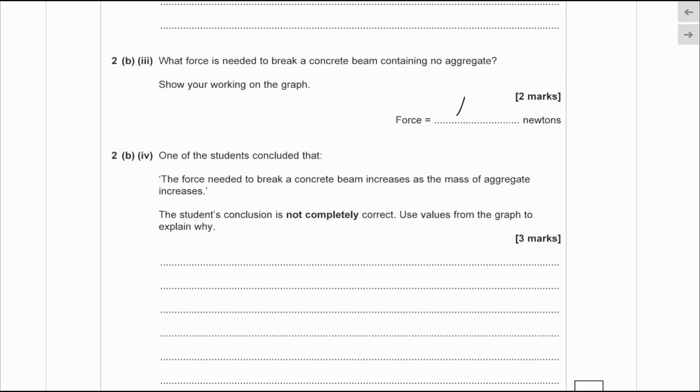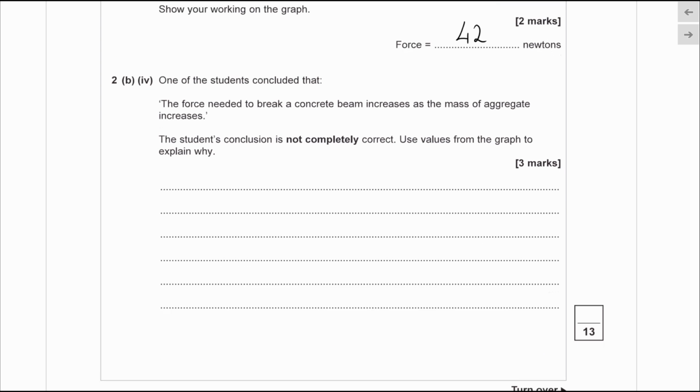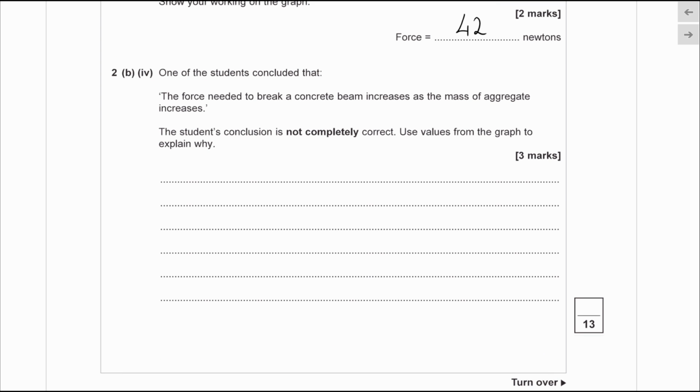Okay, force would be 42, and they've given the units, so I don't need to write the units in. Importantly there, you could not score full marks if you did not use a line of best fit. They would have given you 1 mark for taking a guess, but as long as the guess was around the correct value.